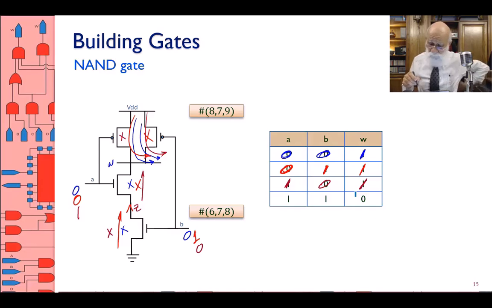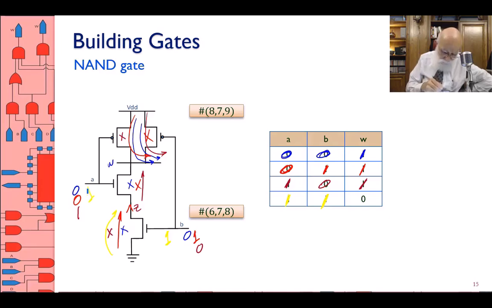The last situation I want to look at is 1, 1. Okay, I have a 1 on A, a 1 on B, and then let's look at that. Let's not decide what it is. I have a 1 here, so this one is conducting.